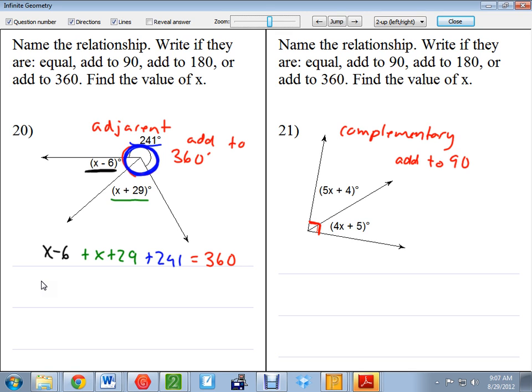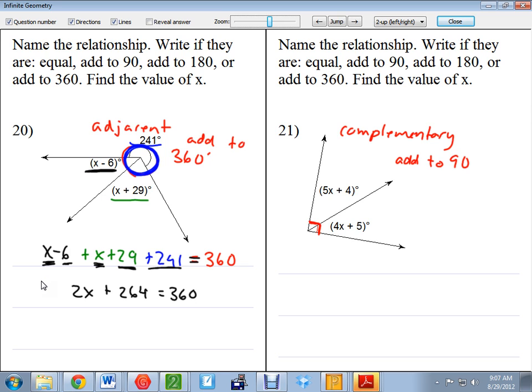This is the correct display of the relationship because we have the three angles being added up and it's set equal to 360. From here we need to go ahead and combine our like terms together, and once we do that we can solve the equation. So x would combine with x to make 2x, negative 6 and a positive 29 would be 23. Add that to 241 and that would be 264. And those are still going to add to 360 degrees. We just simplify the left side of the equation.